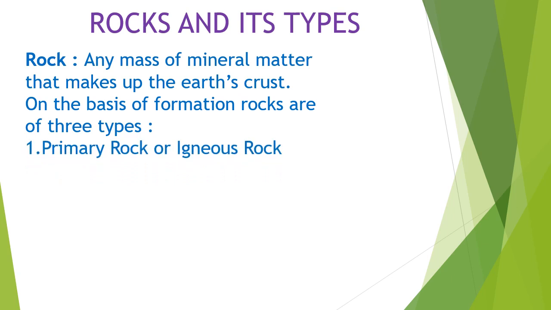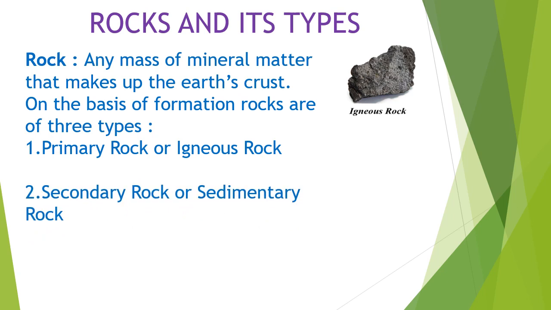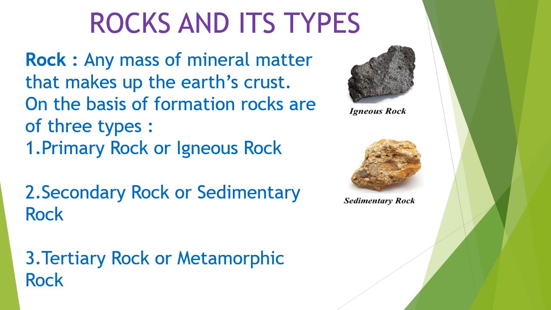First is called primary rock or igneous rock. As this type of rock was formed first on the earth, that is why it is called primary rock, igneous rock or primary rock. Then is secondary rock or sedimentary rock. After formation of igneous rocks, the second type of rocks was formed on the earth, that is called sedimentary rock. And then the third type of rock is called tertiary rock or metamorphic rock.